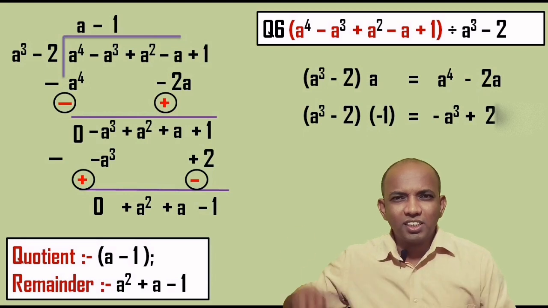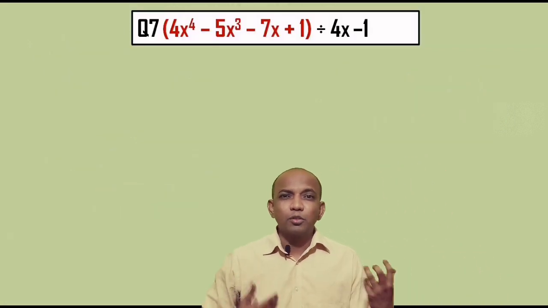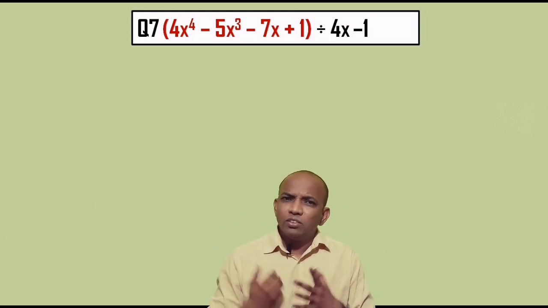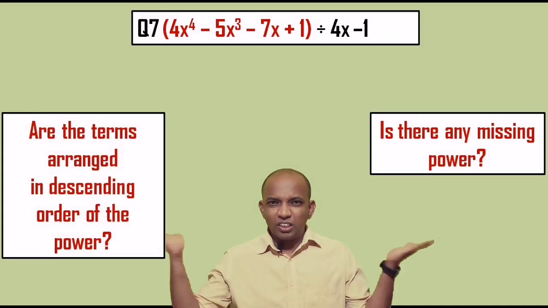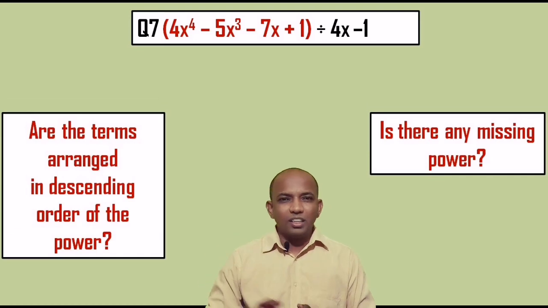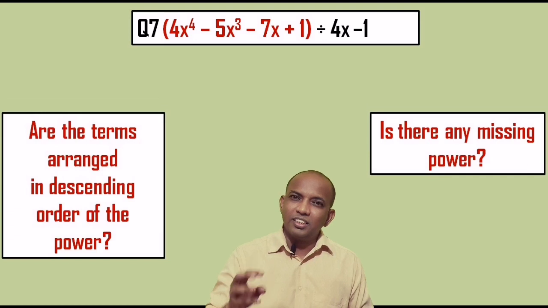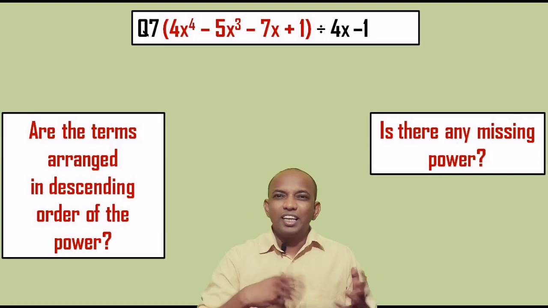Here we go with the question number 7 on the board, which is very important. The way I told you, it consists many of mathematical concepts. So very first step, as usual, what we do? We have to observe the dividend and divisor for these two conditions, right? Which is the first condition? Are the terms in the divisor and the dividend arranged in the descending order considering their power? And second is same one, is there any missing power?